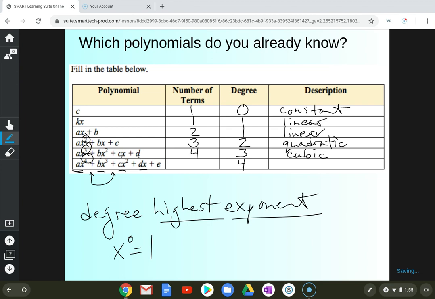Let's count the terms. 1, 2, 3, 4, 5 terms. And this function is called quartic. If we went on to a 5th degree, we'd have quintic and so forth. So anyway, those are basic polynomials. The main thing that you need to understand from this slide is how to find the degree. So remember, the degree is the highest exponent on a variable.